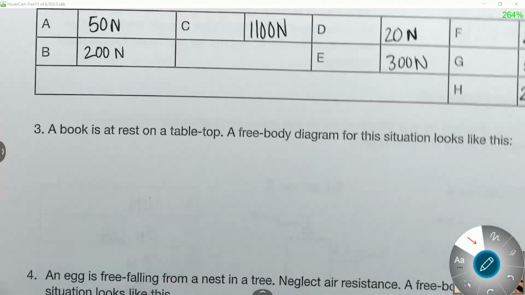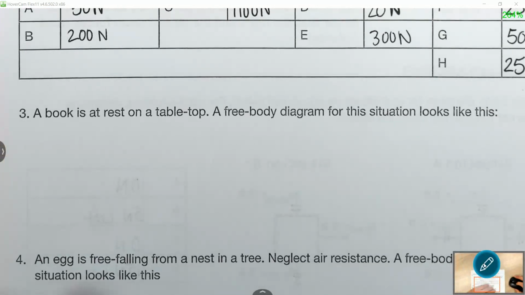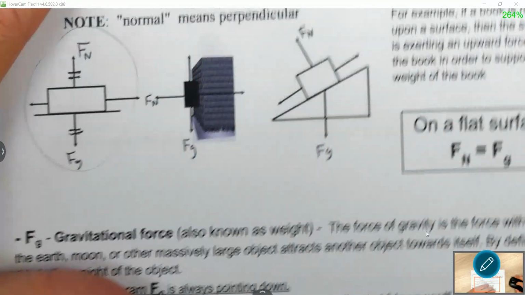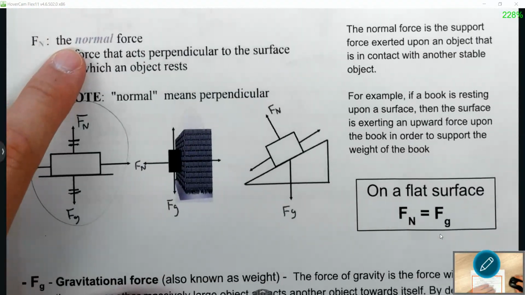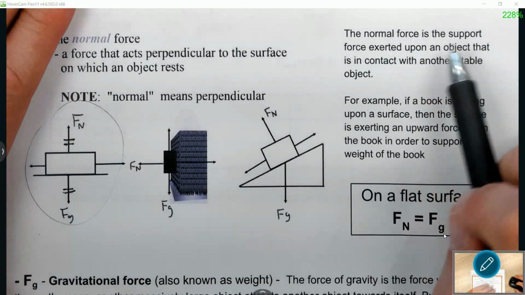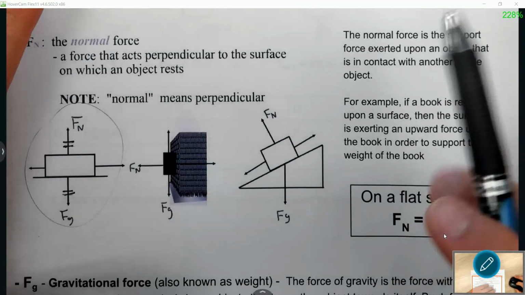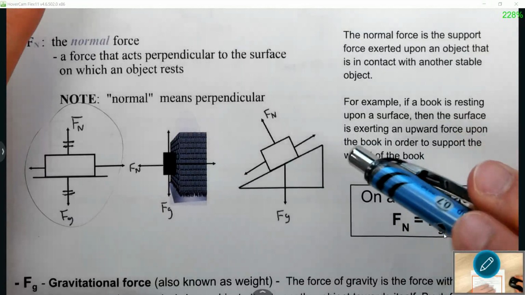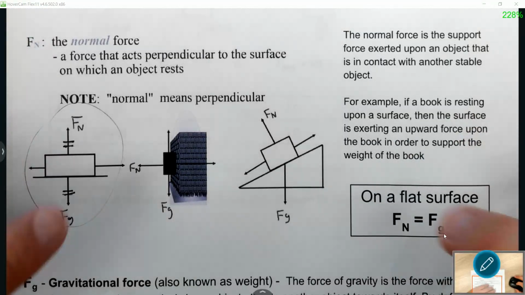Now we get into this main piece, the drawing. I have handed you guys this little sheet of notes on some of these forces that we're going to look at and have to be drawing in. So the normal force, F subscript capital N. The normal force is a support force that's exerted on an object while it's in contact with another stable object. It's usually from the surface.